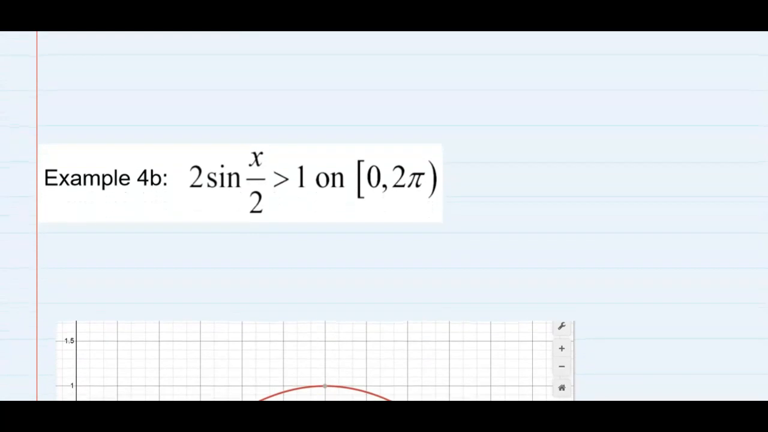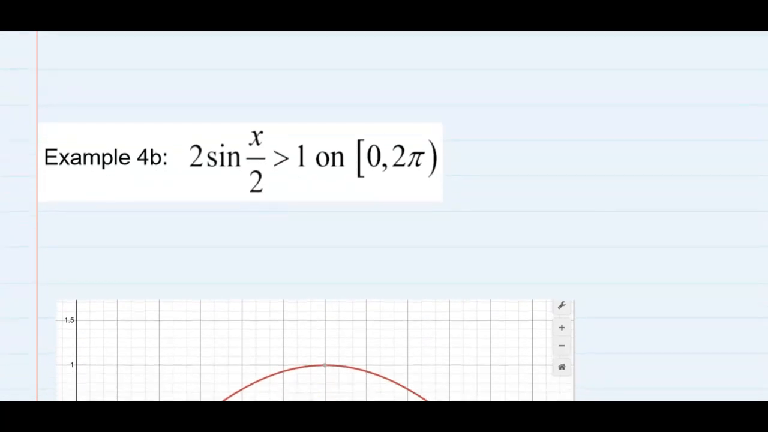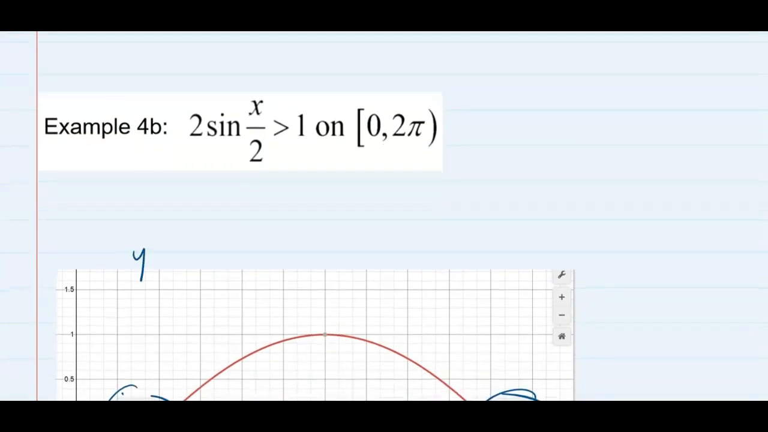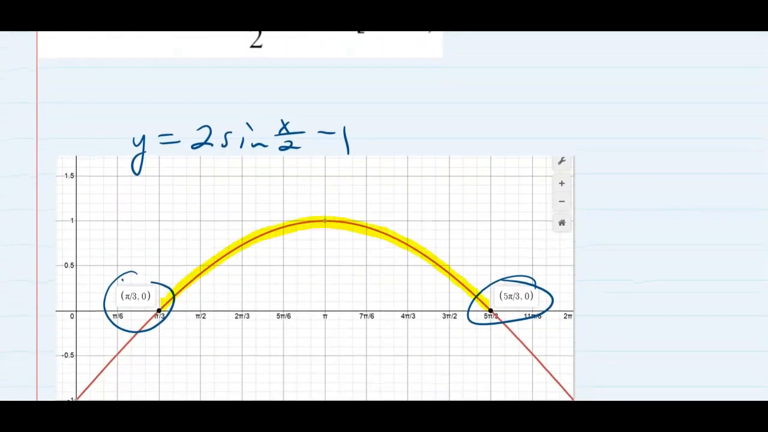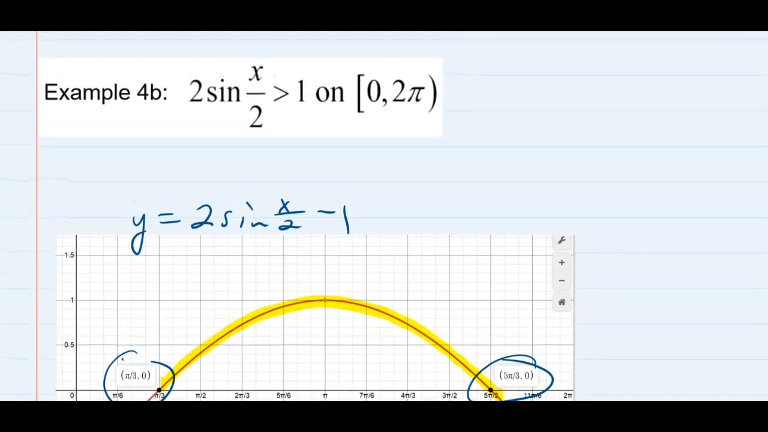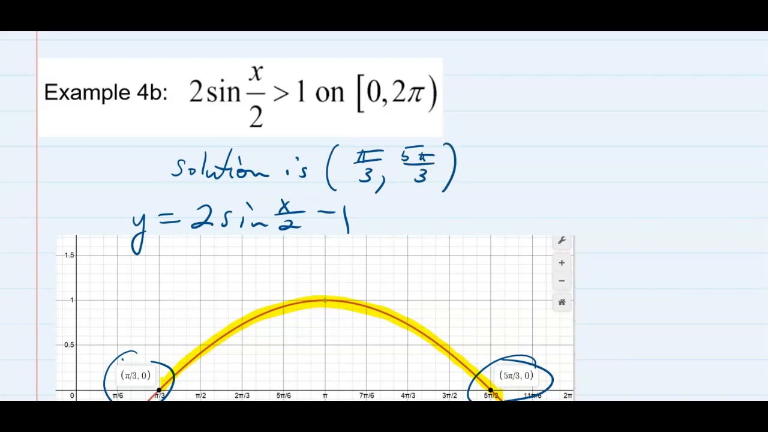Now we could also use the graph to solve the inequality: when is 2 sine of x over 2 greater than 1? And so since we're graphing 2 sine of x over 2 minus 1, we need to look above the x-axis. And so we're going to go from here all the way over to here. And so we can say that our solution is pi over 3 all the way over to 5 pi over 3. Like that. And we're done.